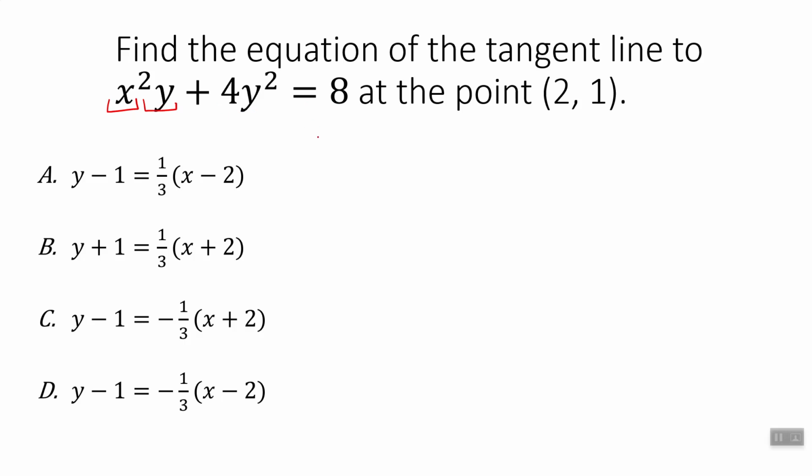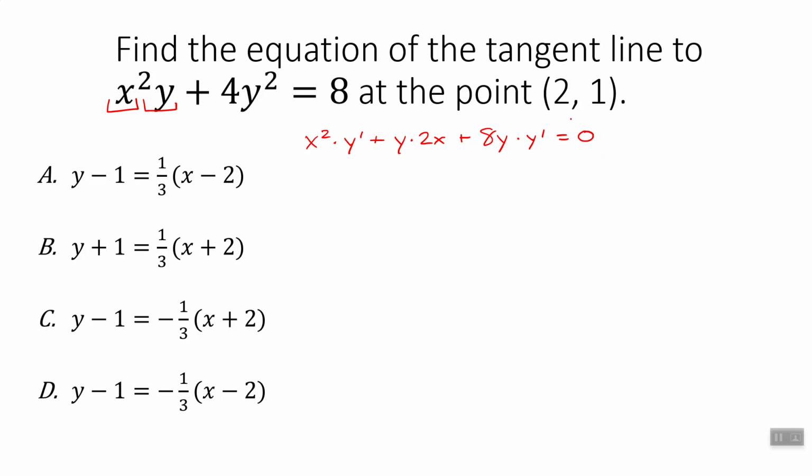So product rule here, it's first times derivative of y, which is y prime, plus the second times derivative of x squared, which is 2x. So there's our product rule. Now we take the derivative of this guy. We bring down the 2. 4 times 2 is 8. y to the first times derivative of y is another y prime equals derivative of 8 is 0.